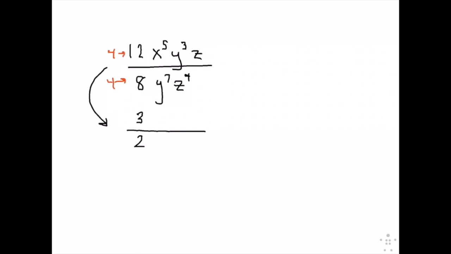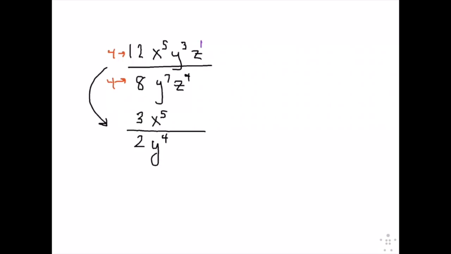Then x to the 5th in the numerator, there's no x in the denominator, so that's going to remain up there, 3x to the 5th. Now, y to the 3rd over y to the 7th, that gives me y to the 4th in the denominator. Or I could have said y to the 3rd over y to the 7th gives me y to the negative 4th in the numerator, but then I would have to move it down into the denominator as y to the 4th.